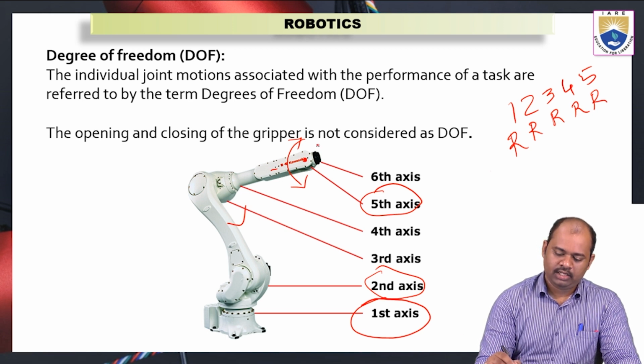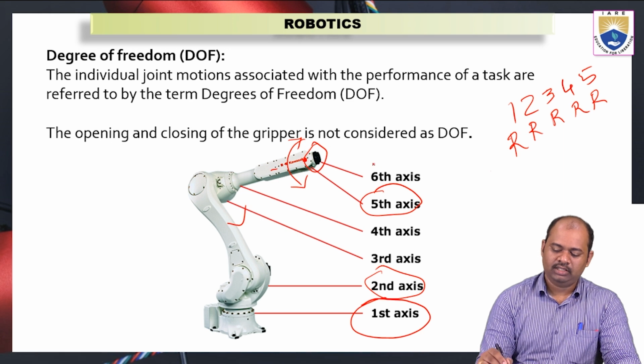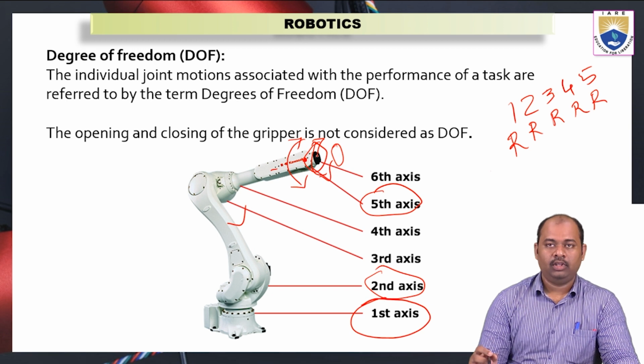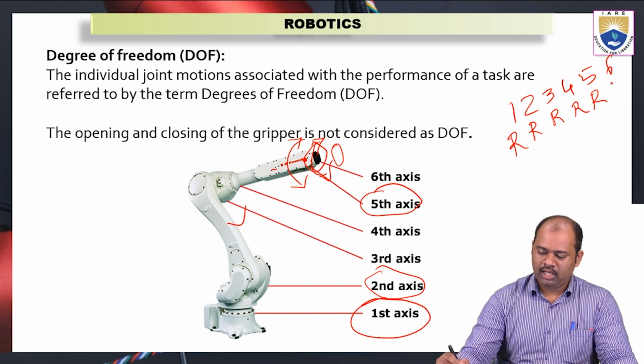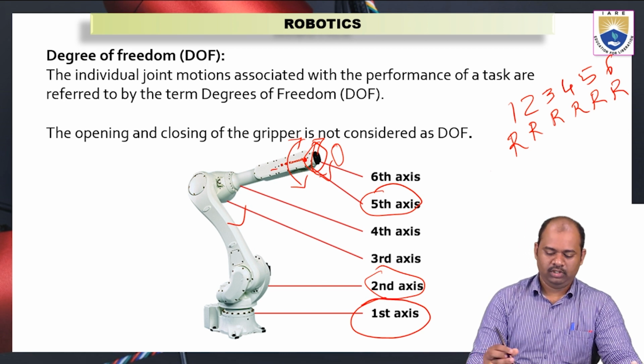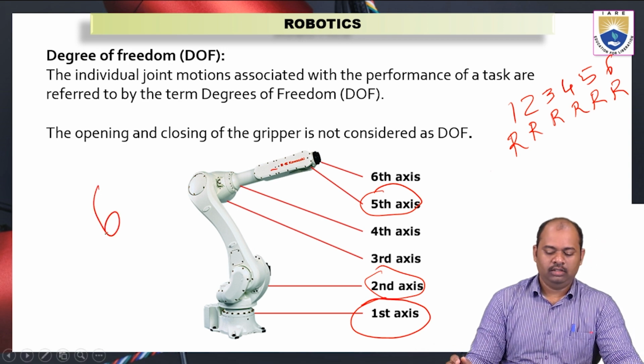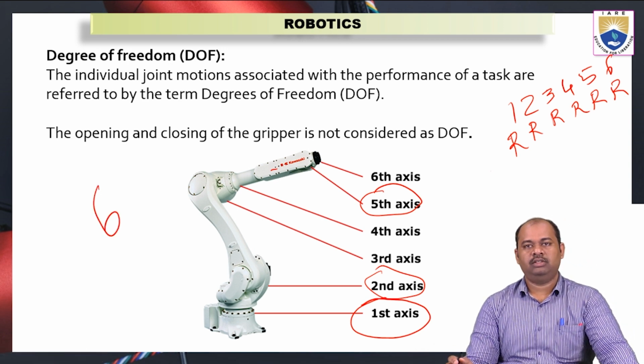And again here at the end point, where we will connect the end effector, here is the 6th axis, where it will rotate in this direction, clockwise or anti-clockwise. Okay, now in total there are 6 free rotations this robot can move. So the degrees of freedom of this robot is 6.